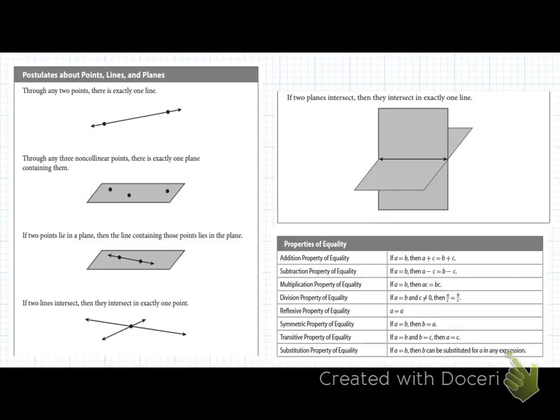Next one. Through any three non-collinear points, there is exactly one plane containing them. So remember, a plane is a flat surface that has no depth, and it goes on forever in each direction.